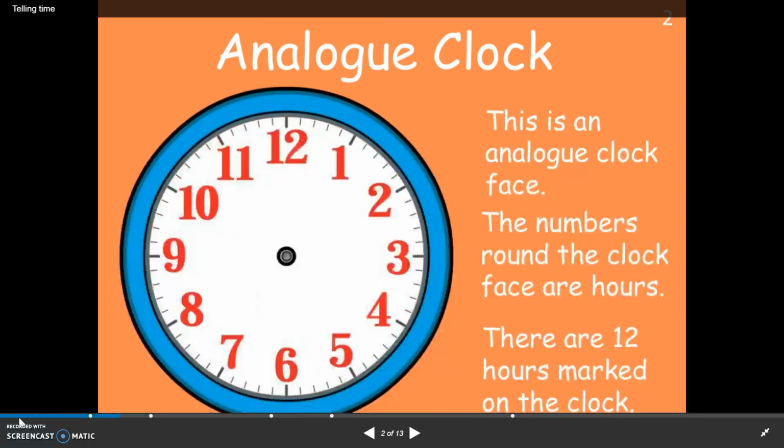Today I will be explaining how to tell time on different kinds of clocks. This first clock is called an analog clock. This one is in a lot of schools that we see today. The numbers around the clock are hours, so the big numbers 1 to 12 represent the hours that are shown throughout the day.